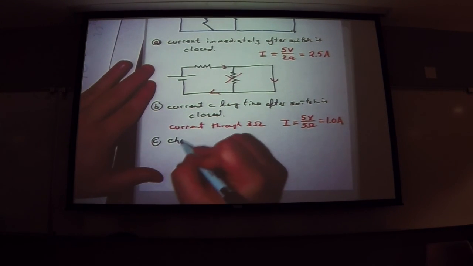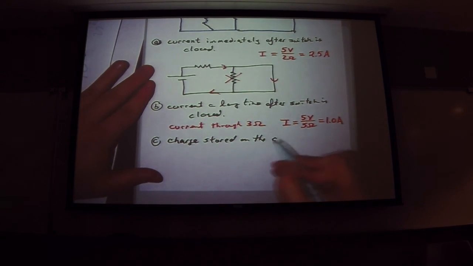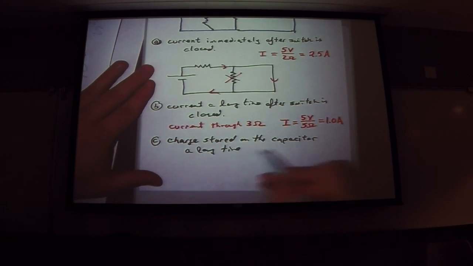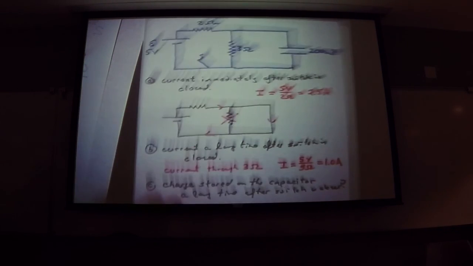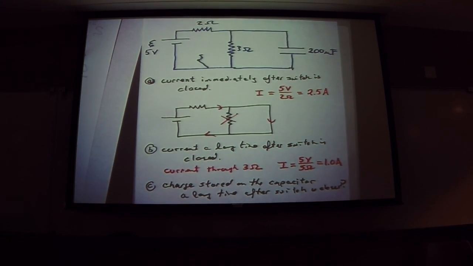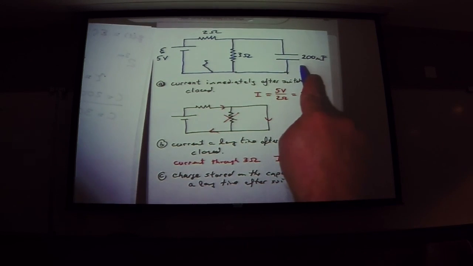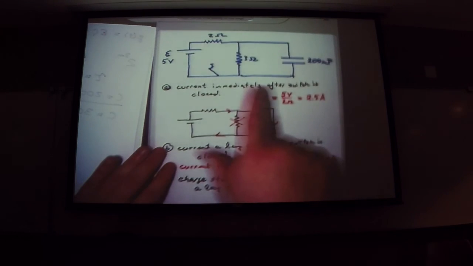I want to know the charge stored on the capacitor a long time after the switch is closed. Charge on capacitor a long time after the switch is closed. Well, how do we find that? Well, I could find it if that 3 ohm resistor weren't there, right? Because then I'd know the voltage across here would be the voltage across the battery. But the 3 ohm resistor is there.